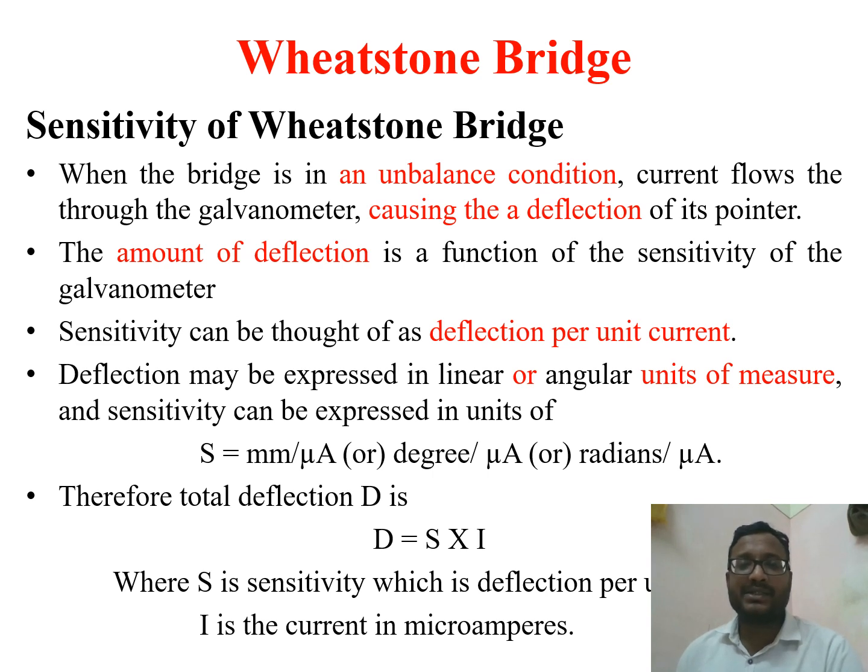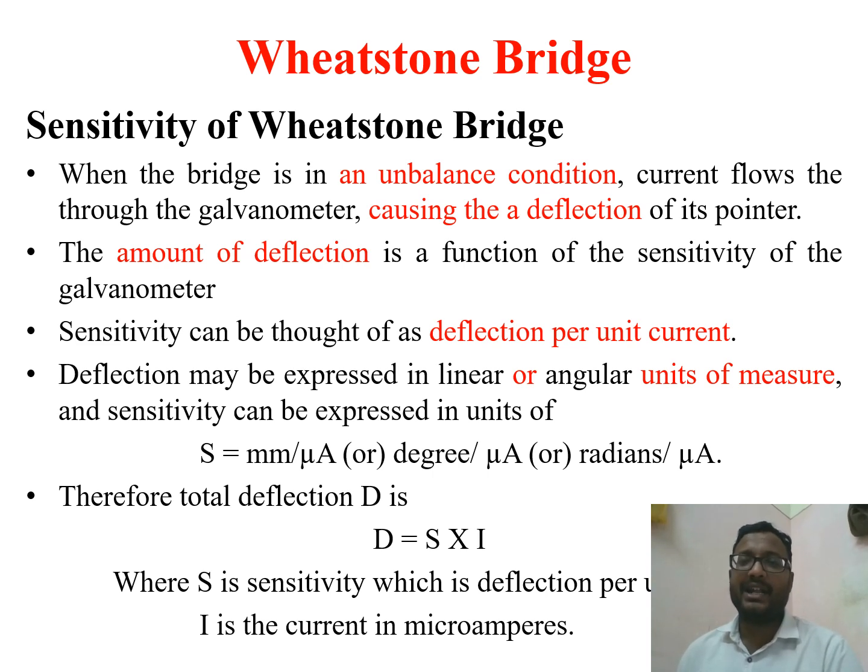Once the current passes through the galvanometer, it causes the deflection. So that deflection we have to calculate. How can we calculate the deflection? Deflection is equal to sensitivity times current, where S is the sensitivity and I is the current.